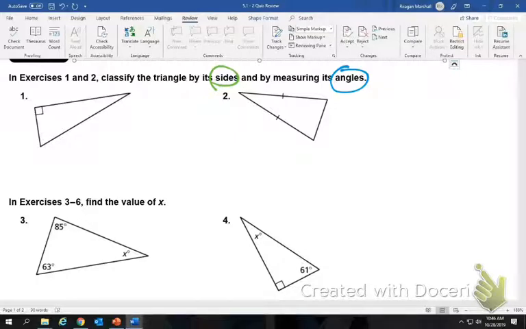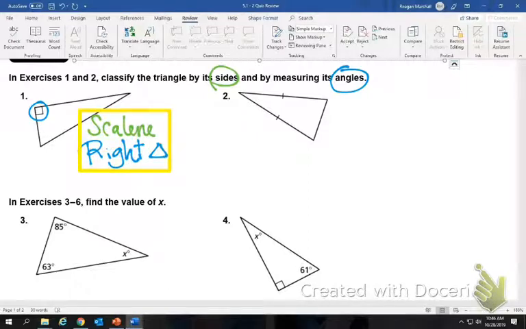By its sides, are any of the sides marked congruent? No, so we call that scalene. And then what is the largest angle? 90, which makes it right. So scalene right, or you could say right scalene, same thing.